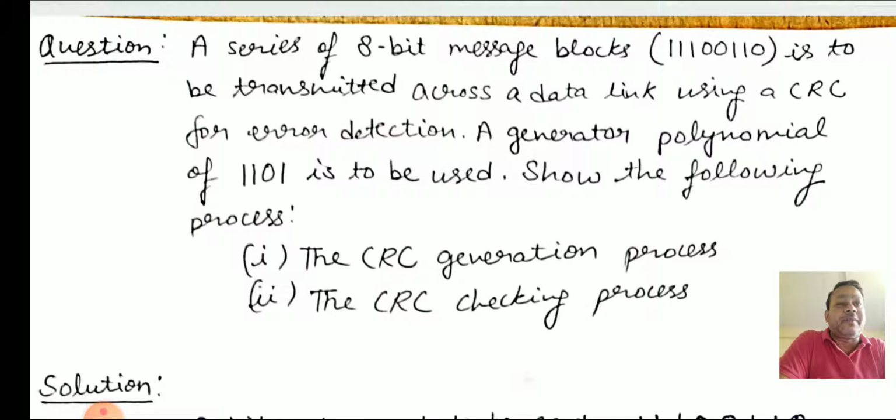A generator polynomial of 1101 is to be used. We are going to use this in order to manipulate the data, and we are supposed to embed some extra data, that is called the remainder. Later on we are going to see it. Two processes you are supposed to show: one is the generation process, another is the checking process. Towards the sender we are going to generate, and towards the receiver side we are going to check the CRC. So let's proceed.